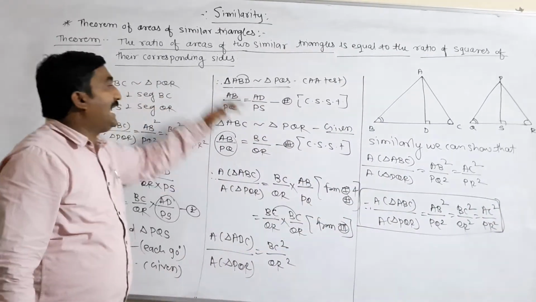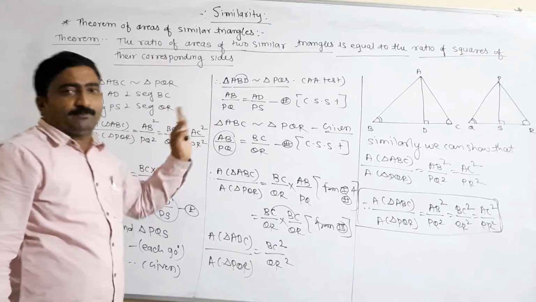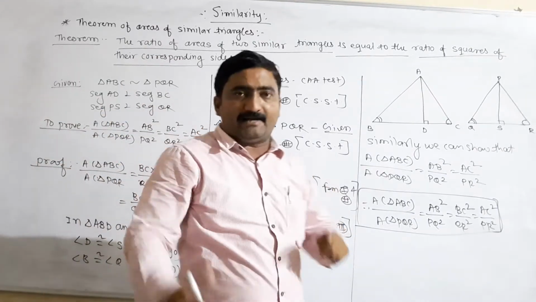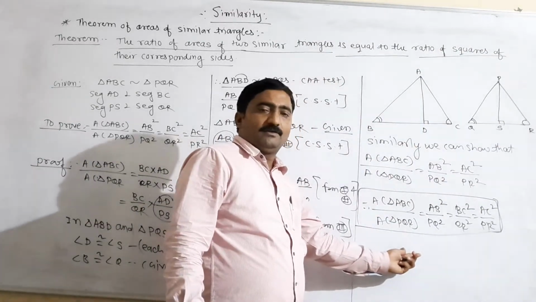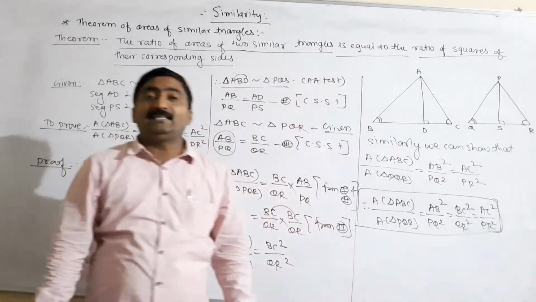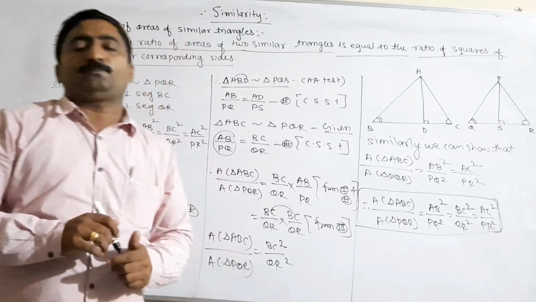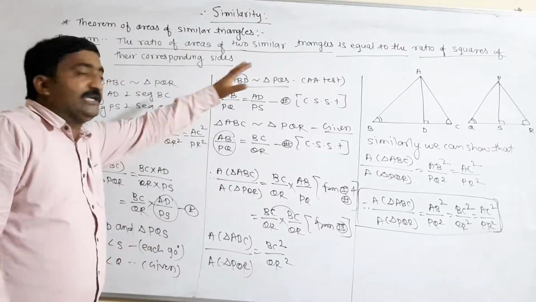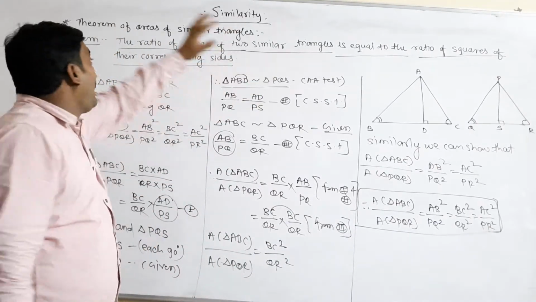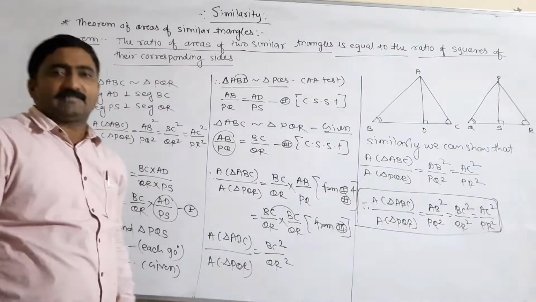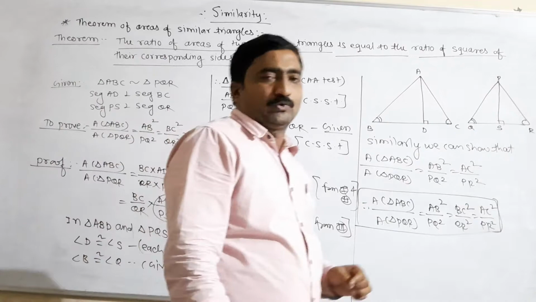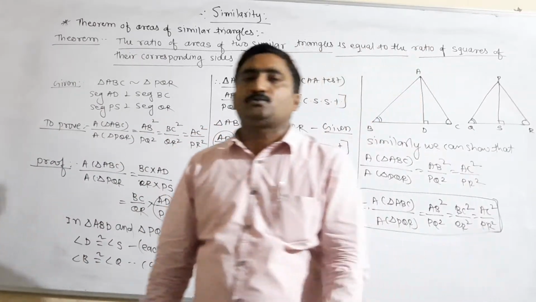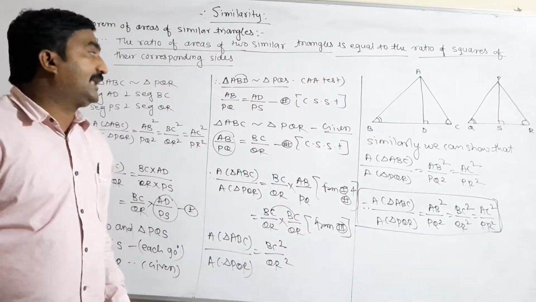Then we can say that the ratio of the areas of two similar triangles, because remember that these two triangles are similar. So here the proof. So we can say that the ratio of the areas of two similar triangles is equal to the ratio of squares of their corresponding sides. याचाच अर्थ दोन समरूप त्रिकोणांच्या क्षेत्रफळांचं गुणोत्तर हे त्याच्या संगत बाजूच्या वर्गाच्या गुणोत्तरा एवढंच असतं.